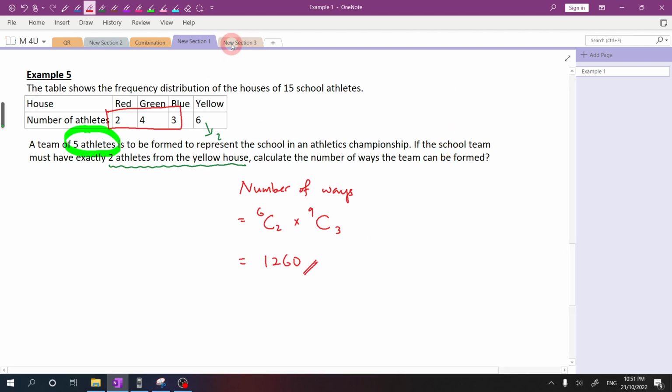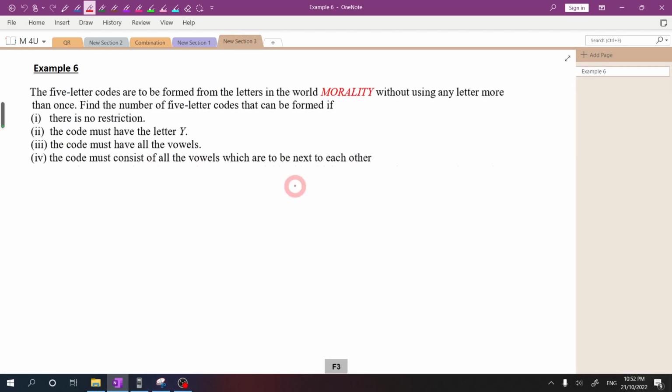Let's try one more example. Okay, so now let's look at the last example, example 6. The 5 letter codes are to be formed from the letters in the word morality without using any letter more than once. Means that every letter can only be used once. Find the number of 5 letter codes that can be formed. This is talking about code, means that the order of arrangement is important. Now let's look at part 1. There's no restrictions.